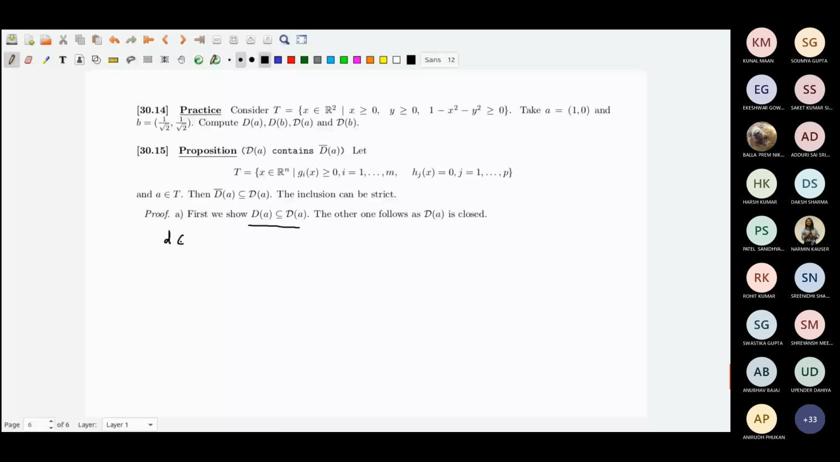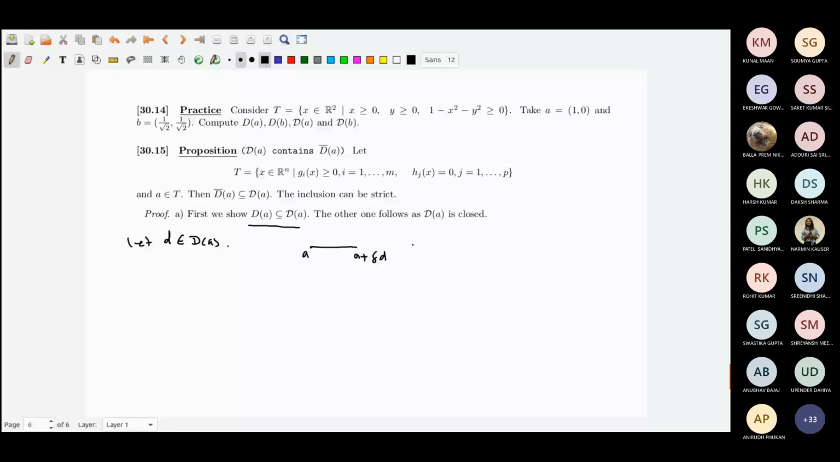Okay, D is a feasible direction. What does that mean? Starting from A, there is some delta amount you can go: A plus delta D, this whole thing is inside T. This is available in T. Fine.